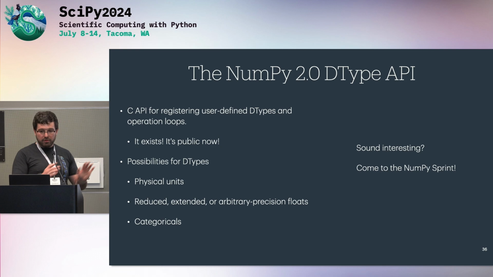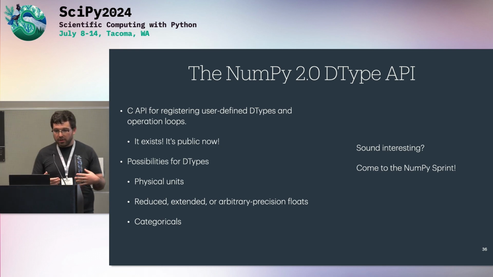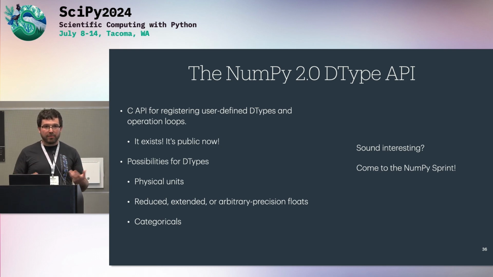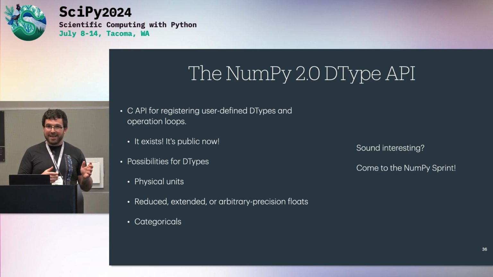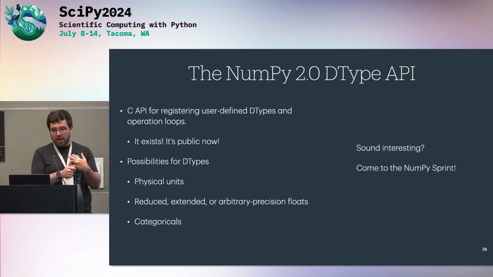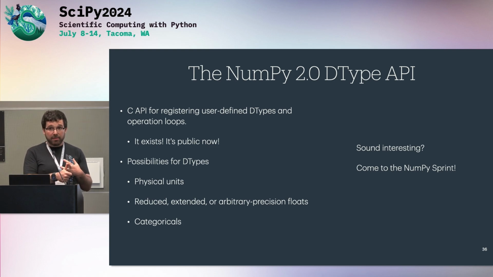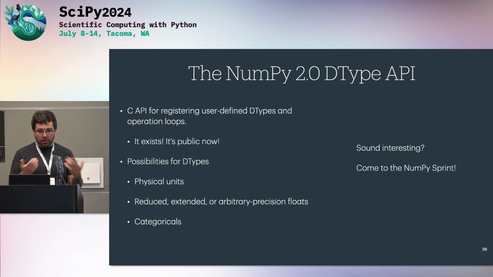So just a side note, the NumPy 2.0 DType API: if you've ever felt like NumPy needed support for different kinds of data and run up against that being hard, that's now not easy, but substantially easier than it used to be. And it's also possible to write more complicated dtypes. So things like physical units. If you wanted to write extended or arbitrary precision float, that's now possible. If you wanted to write a categorical dtype, again, that's now possible. And that's built into NumPy and then could be shared across the entire ecosystem. Any library that accepts NumPy arrays could now work with these dtypes. So if that sounds interesting to you, come to the NumPy sprint on Saturday and talk to me about it.